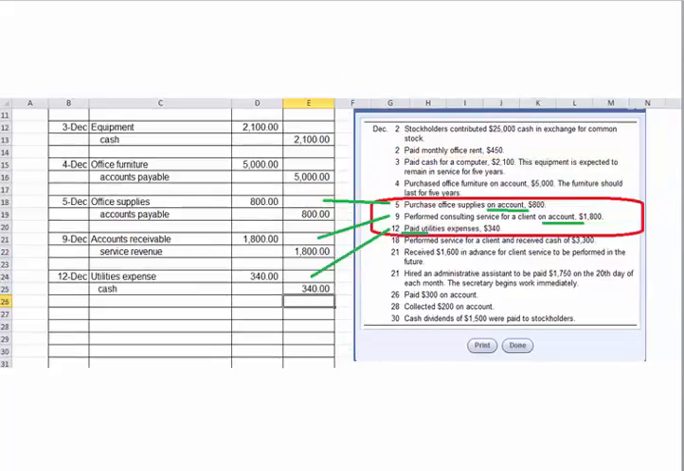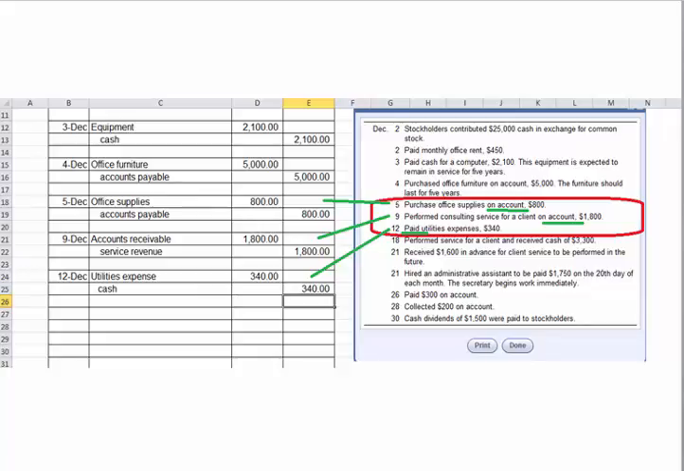Let's look at the next three transactions. On 12/5, we purchase office supplies on account for $800. We increase our office supplies asset account by recording a debit. Because we purchased on account, we've incurred another liability, so we increase accounts payable by $800.